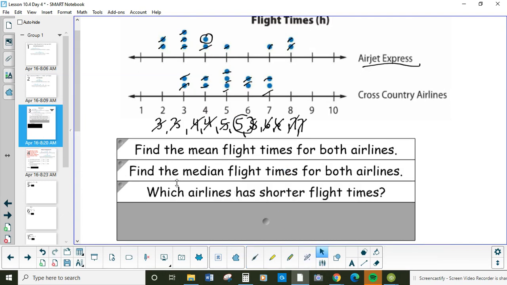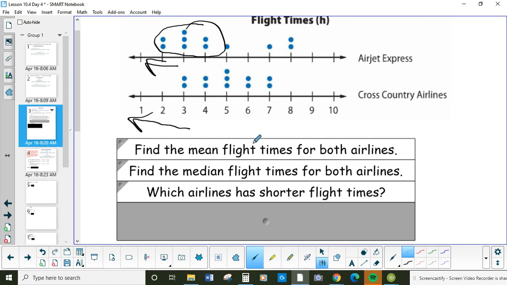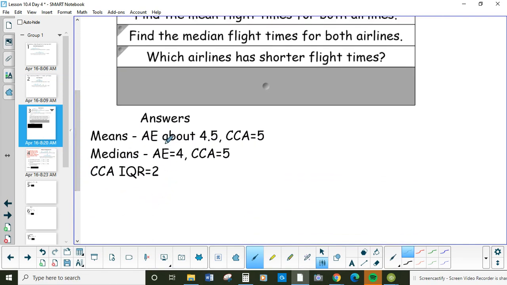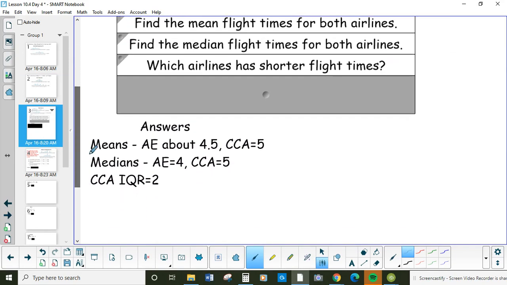Next question. So which airline has the shorter flights? Well, you can kind of take a look at it. Remember, this way is better. Those are shorter, right? So it looks like these guys have more flights that are this way than these guys. And if that's not a very sophisticated sounding argument, then we can go to the central tendencies, right? So what was it? Airjet? Yeah, Airjet Express and cross country. Airjet has a smaller average and it has a smaller median. So certainly you can argue that Airjet has shorter flights.